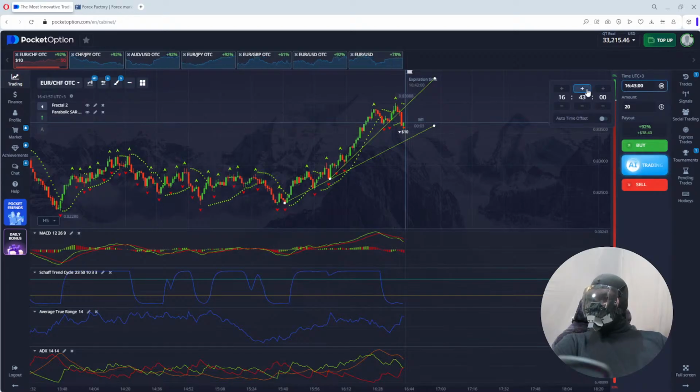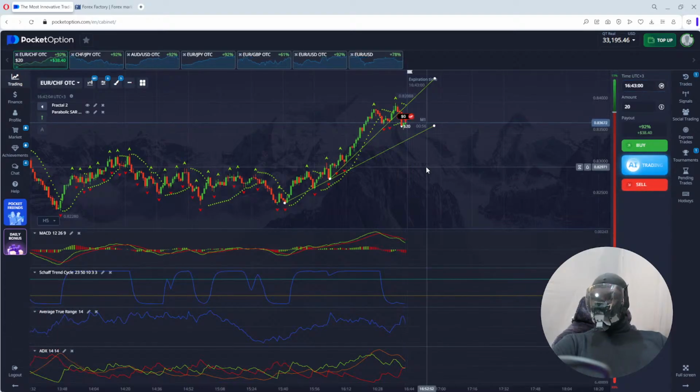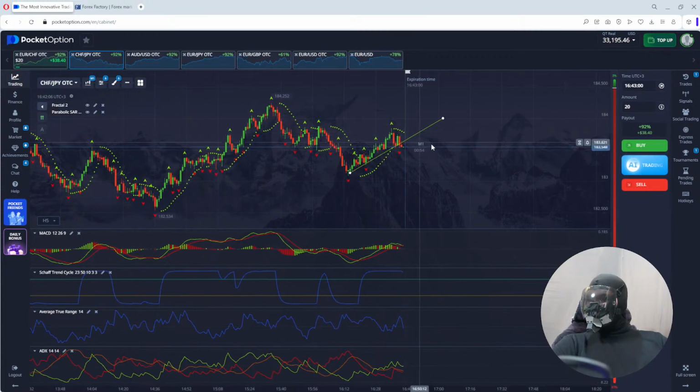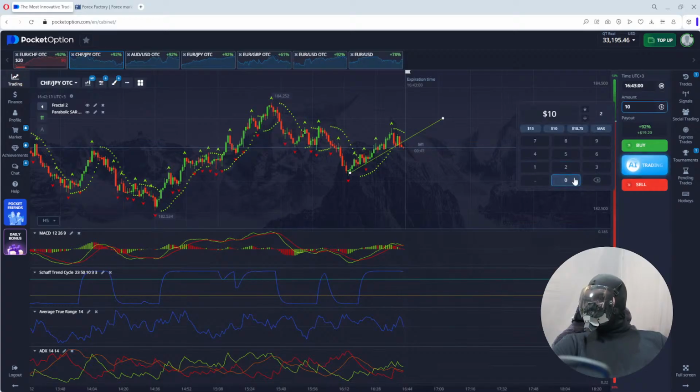Hopping between assets is a good idea to pick the better time, but I also think that you need to be sticking to your own play. There we go. We got a sell signal here. And alright, let's open it for 10.